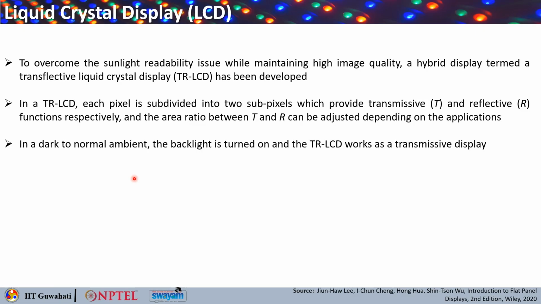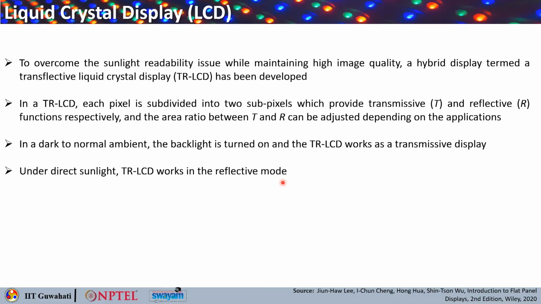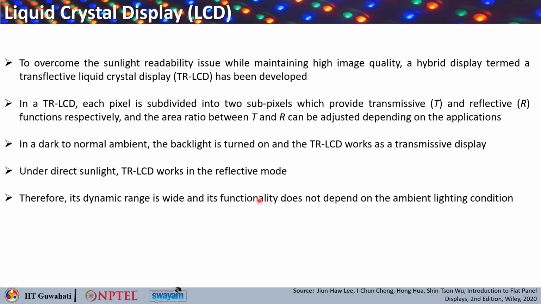Now, in a dark to normal ambient, the backlight is turned on and your trans-reflective LCD starts working as a transmissive display. And when you go under direct sunlight, this TR LCD will start working in the reflective mode. Therefore, its dynamic range becomes very wide and its functionality no longer depends on the ambient lighting conditions. So, you can switch between the two modes, transmissive or reflective, based on the requirements.